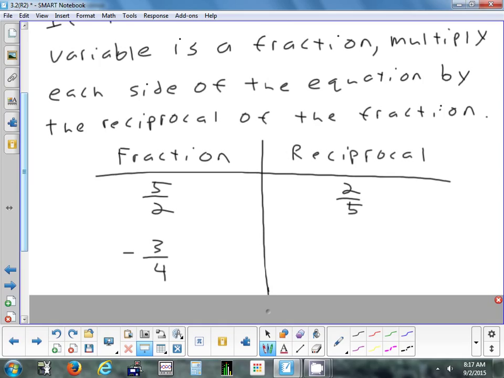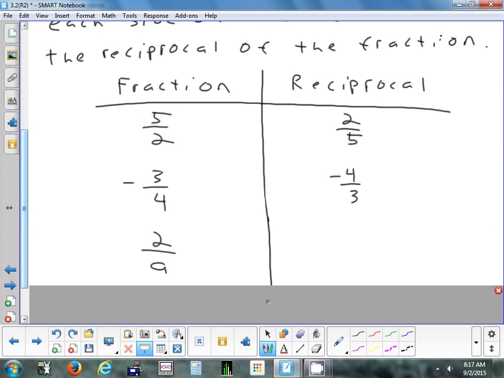What would be the reciprocal of negative 3/4? Yeah, Gabe? Negative 4/3. Perfect. Okay, he did exactly what Mr. Roy said. Keep the sign the same, flip the fraction. Okay? How about 2 divided by A? Okay, now we got a letter in there, but don't change how you do it.